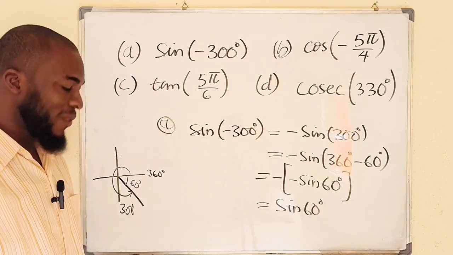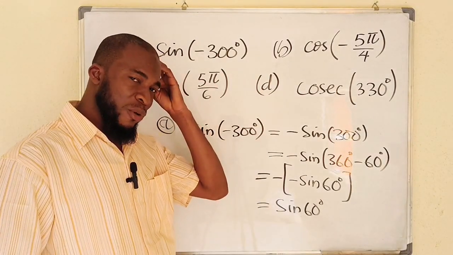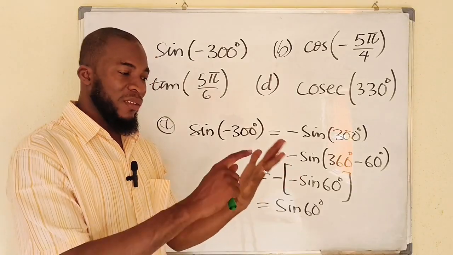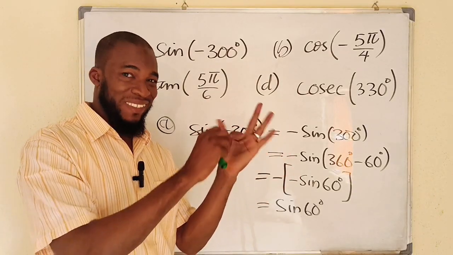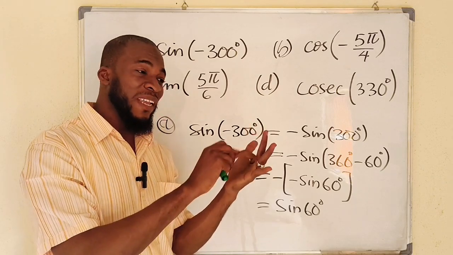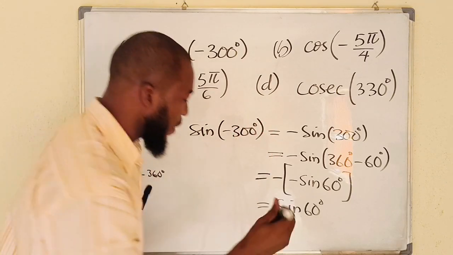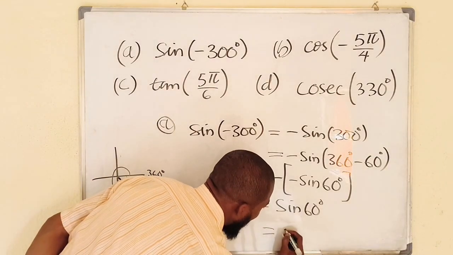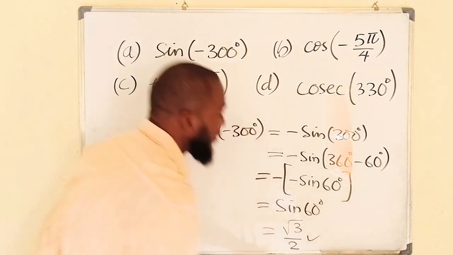I'm going to explain something. So what is sine of 60 degrees? If you don't memorize it, you can use your finger. 0, 30, 45, 60. You are looking for sine. It will be root 3, these fingers, root 3 divided by 2. So this equals square root of 3 divided by 2 as our final answer.